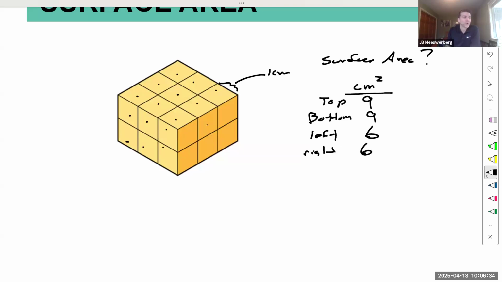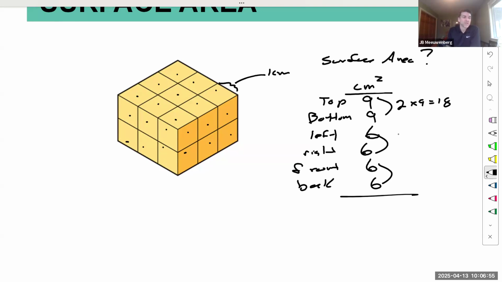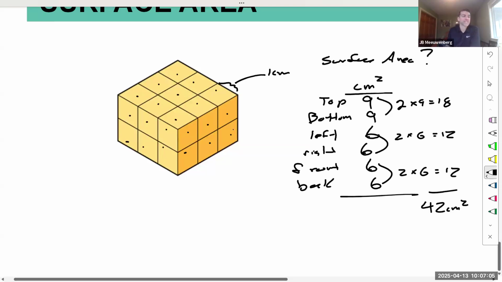We'll call this the front, 1, 2, 3, 4, 5, 6. The front also has 6, which means the back side, again, which we can't see, also has 6. What you'll notice here is that opposite sides are always going to be identical. So if we have 2 times 9, which is 18, 2 times 6, which is 12, 2 times 6, which is another 12, and we add those together, we get a total of 42 square centimeters. So that's one way that you can calculate surface area.